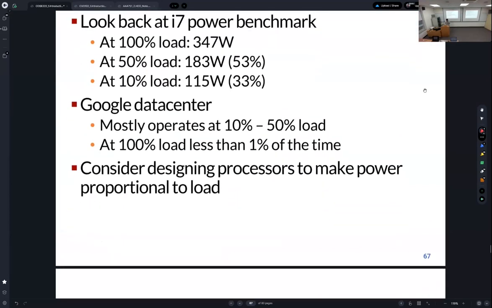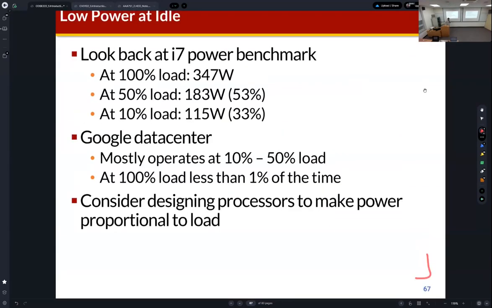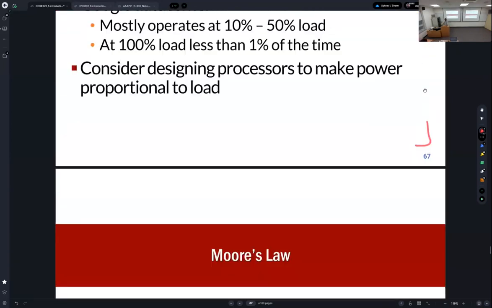Okay, I will stop here. This time I explained the power consumption issue of computer systems. Also, I explained about the SPEC benchmark. Okay, any questions?